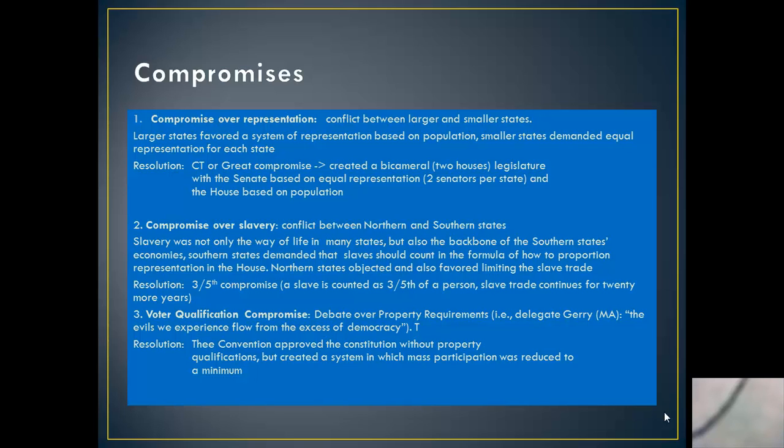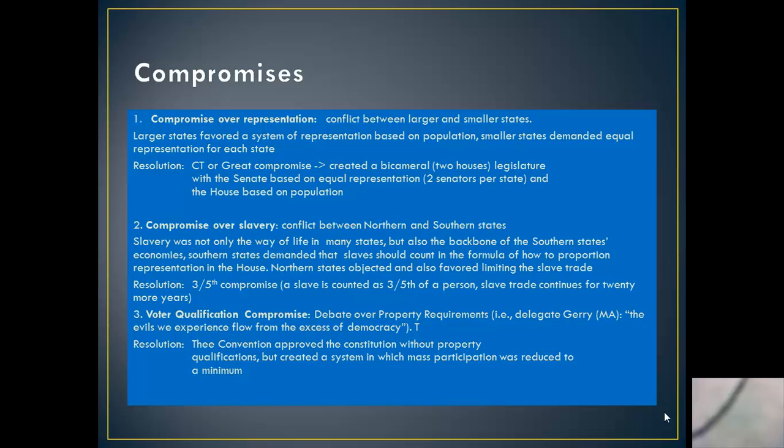So the question is, they're going to establish a Congress, a national government. How shall states be represented within this Congress? Obviously, smaller states are arguing for equal representation. Each state should have equal power. Not surprisingly, larger states are arguing for proportional representation. States with a larger population should have more representation.